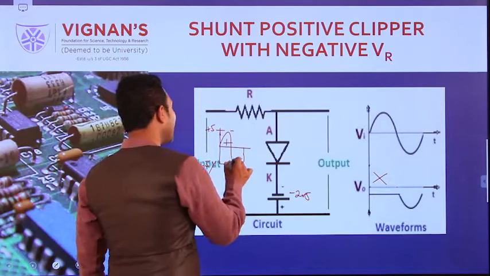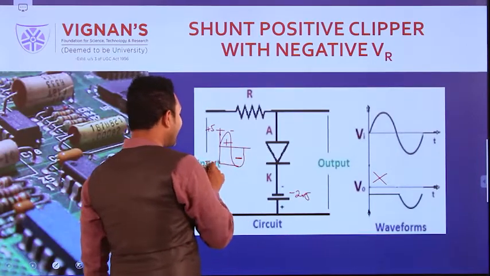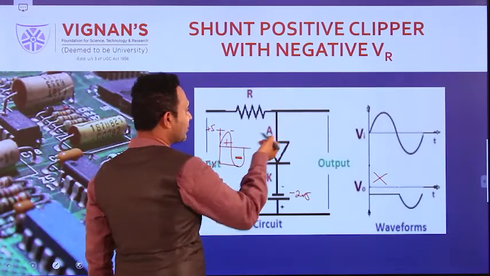What happened with the negative peak? When minus is connected to the anode.